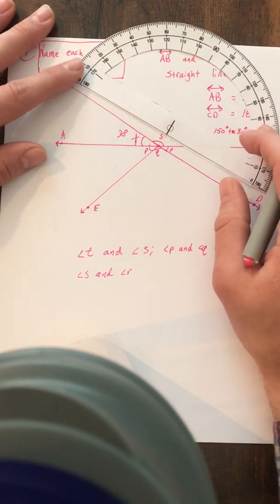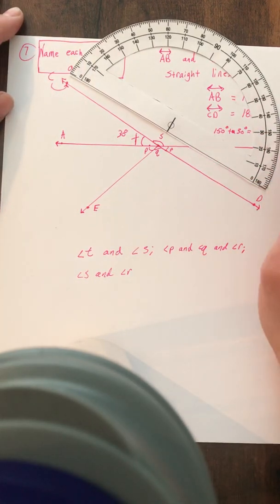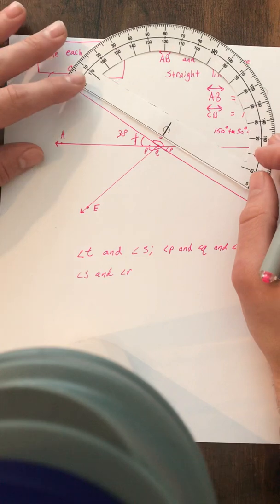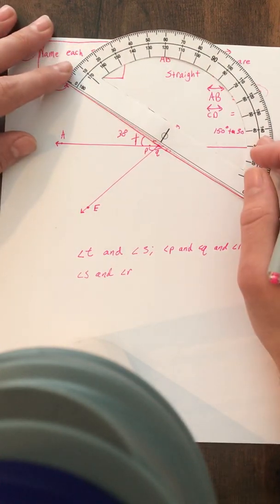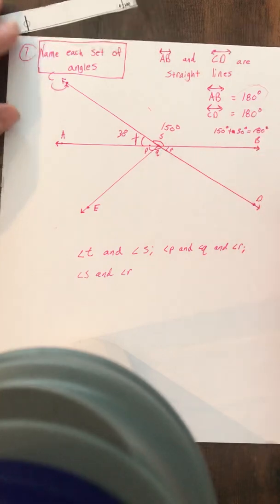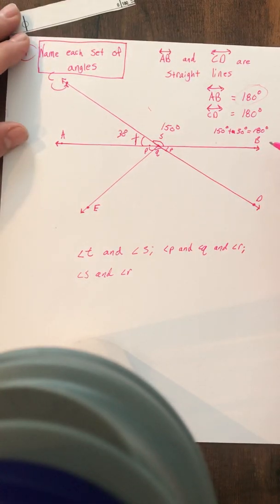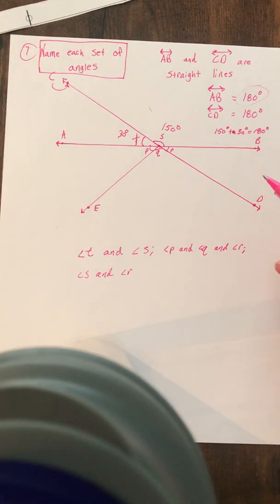Now, if I was trying to do S, R, and Q for line CD, that wouldn't work, because S, R, and Q is way more than 180 degrees. I only want angles that equal 180 degrees on my lines. So there are 2 more sets of angles on your lines to find.